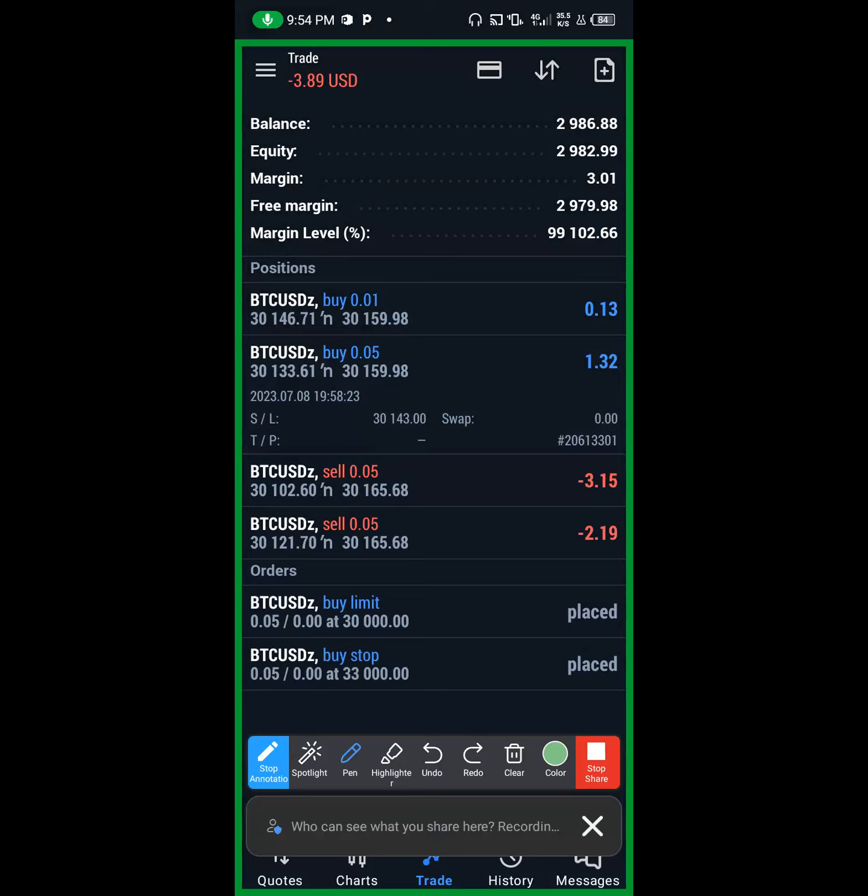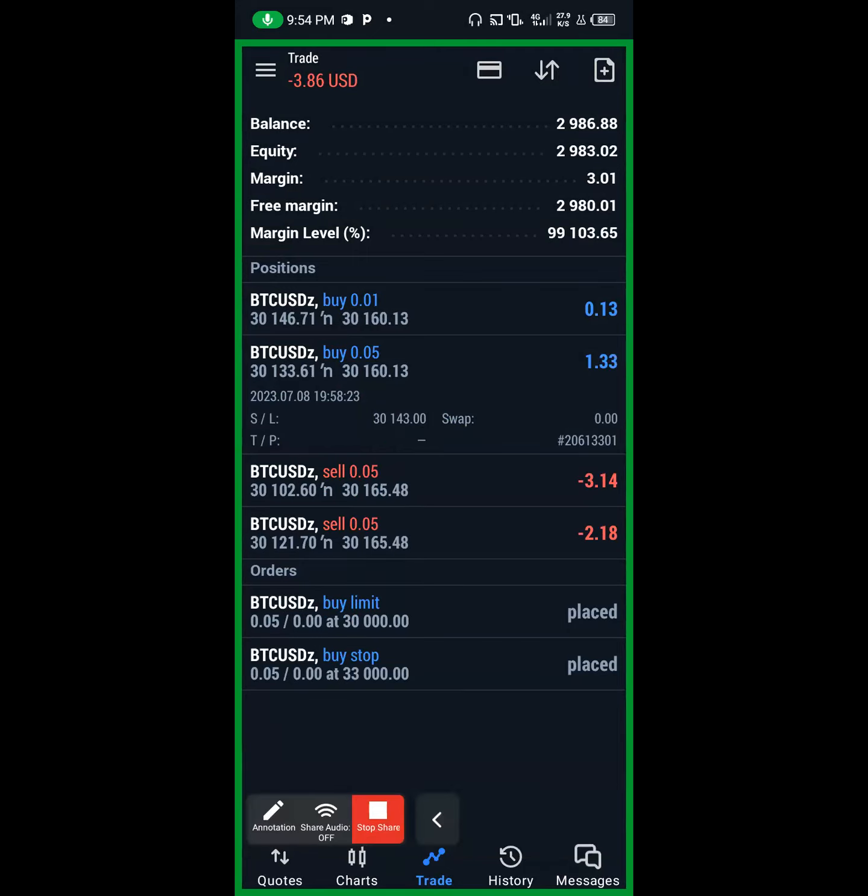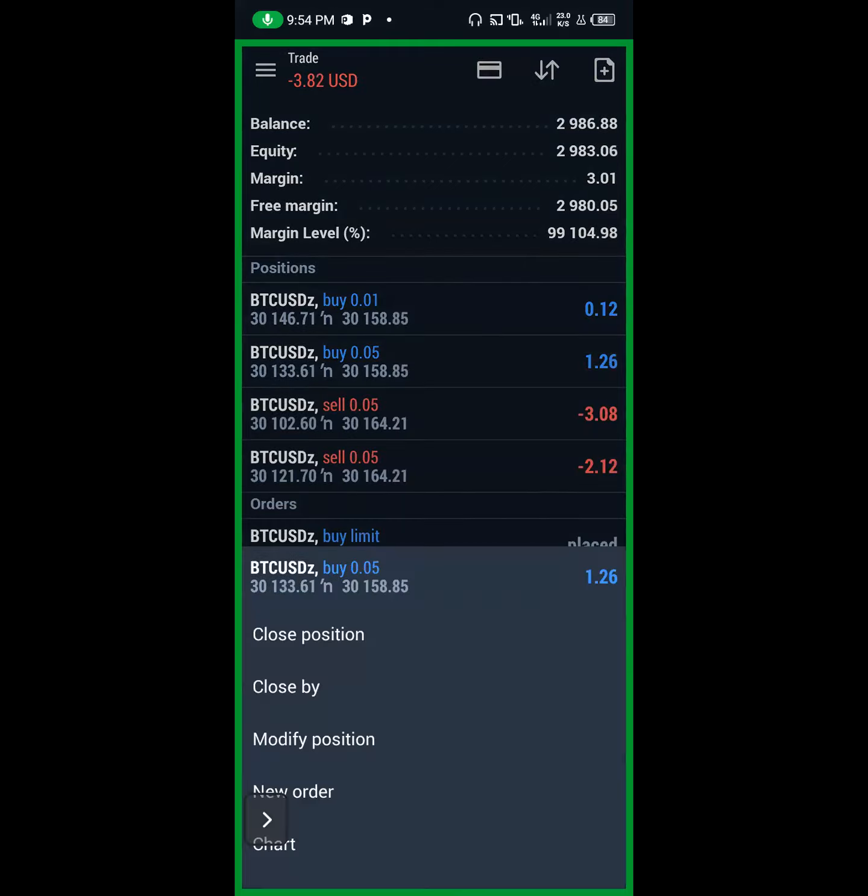BE plus plus is, I've already put my stop loss at 30,143, which secures some profit for me, right? But still, I want to take some profits. Also, I want to close some of these profits. How do you close some of this profit? You click on close. Look at it. You click on close. But you are not closing everything.